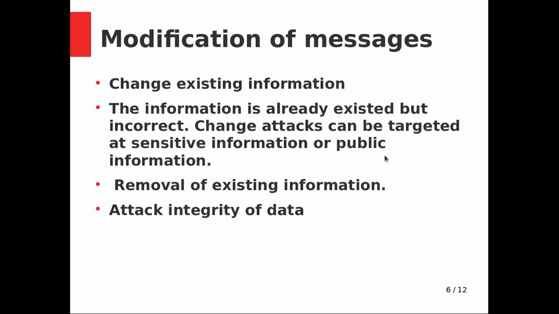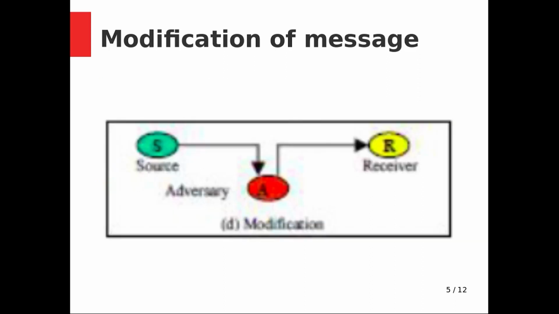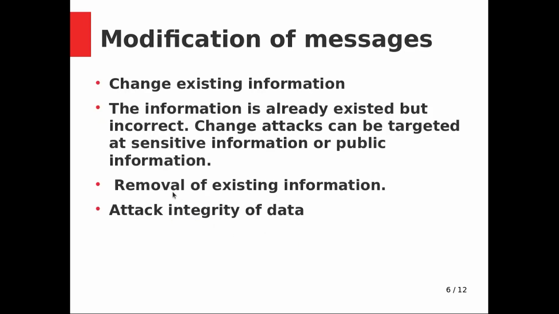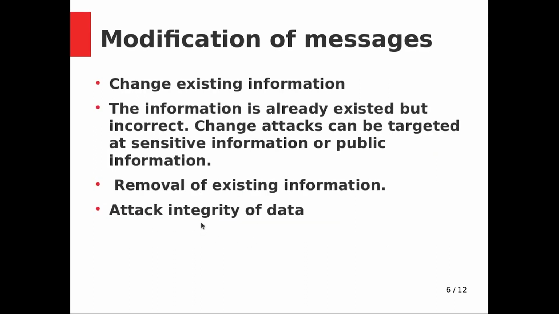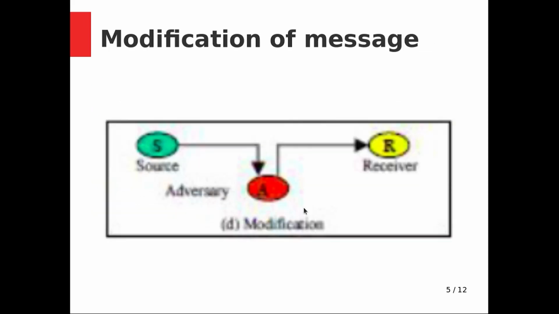Changes can be targeted at sensitive information or public information. Sensitive information means things like credit card, PIN number, username, password. These are very critical issues. He may also try to remove existing information, and this attacks the integrity of data. Integrity of data means the data which is very, very important.